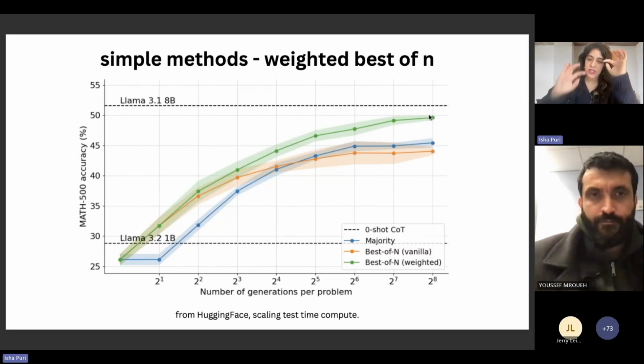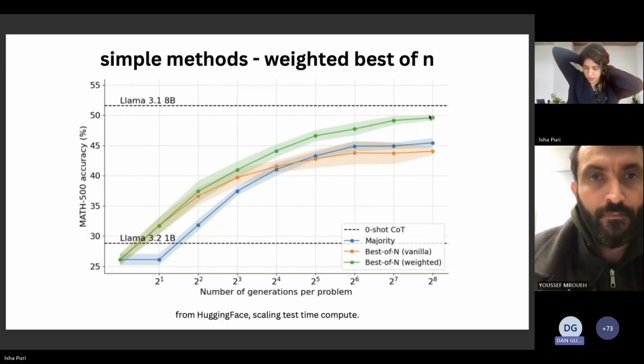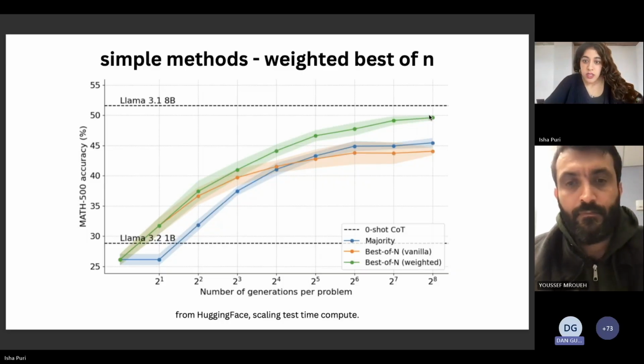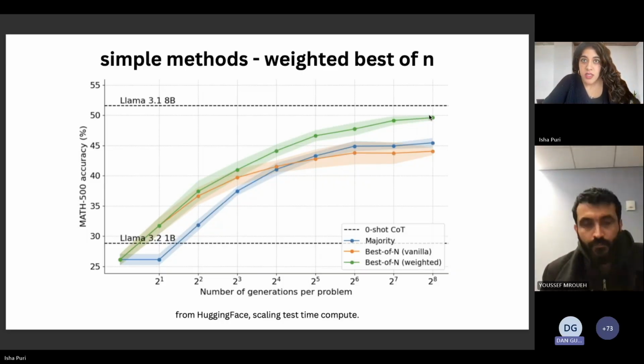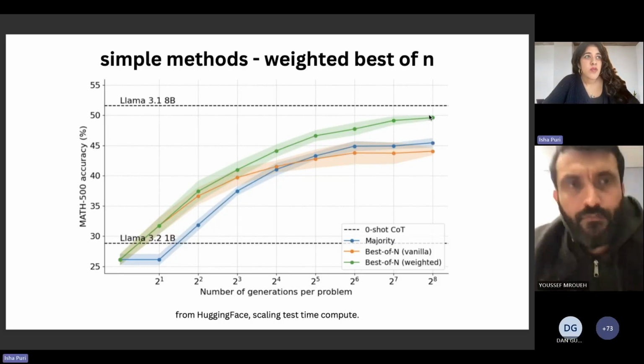Sorry, can I ask a question? Yeah, of course. Which model do you use here to score the results? I think it's a Qwen reward model.